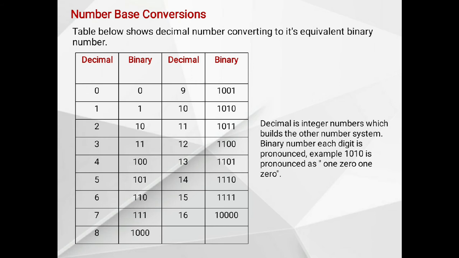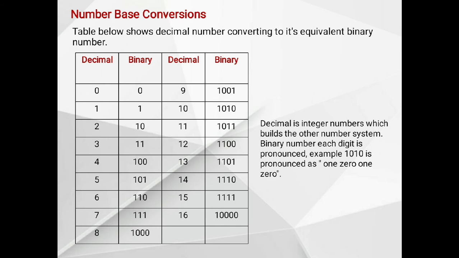Binary numbers, for example 1010, you do not pronounce it as one thousand and ten. Each digit is pronounced one by one. In binary, since there are only two digits, that is 0 and 1, all the other numbers are formed based on that.